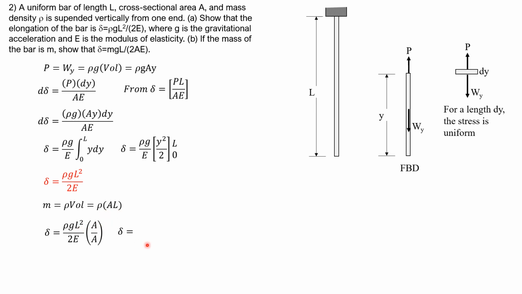Let's break L squared into L times L. So rho AL times gL over 2AE. And take note that rho AL is the mass. So substituting, deflection equals mgL over 2AE, which is equal to that expression. So that's it for this problem.